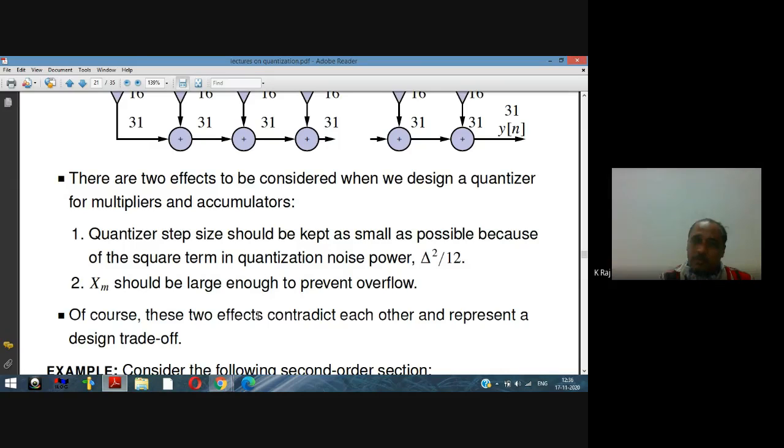But at the same time xm should be as large as possible. But these two are contradictory statements. So again there is a need for a trade-off between these two effects. That is, the step size should be as small as possible, as well as we should try to enhance the range of xm here.